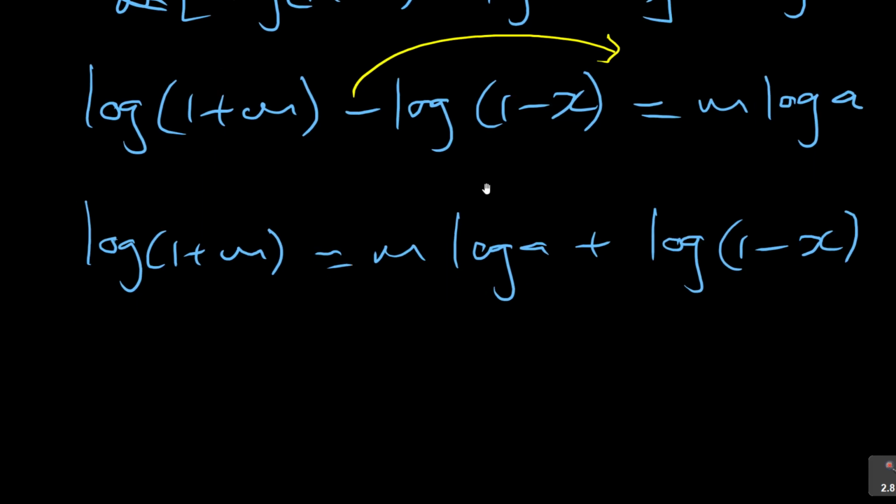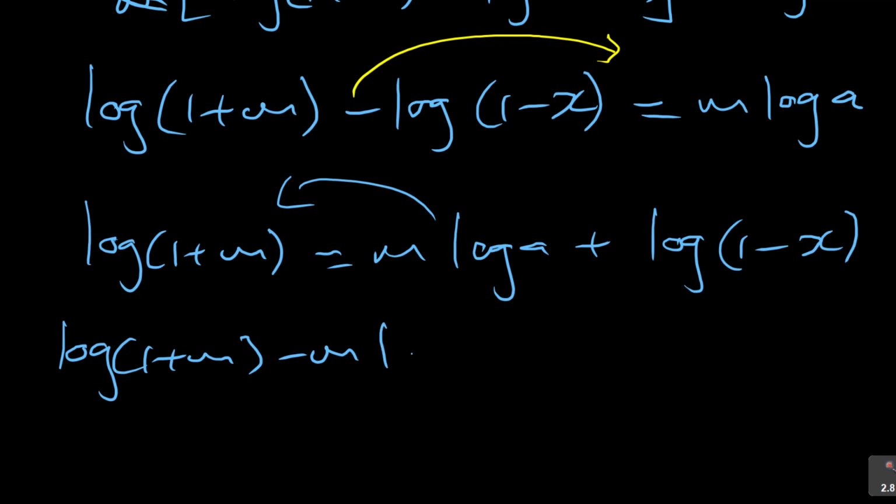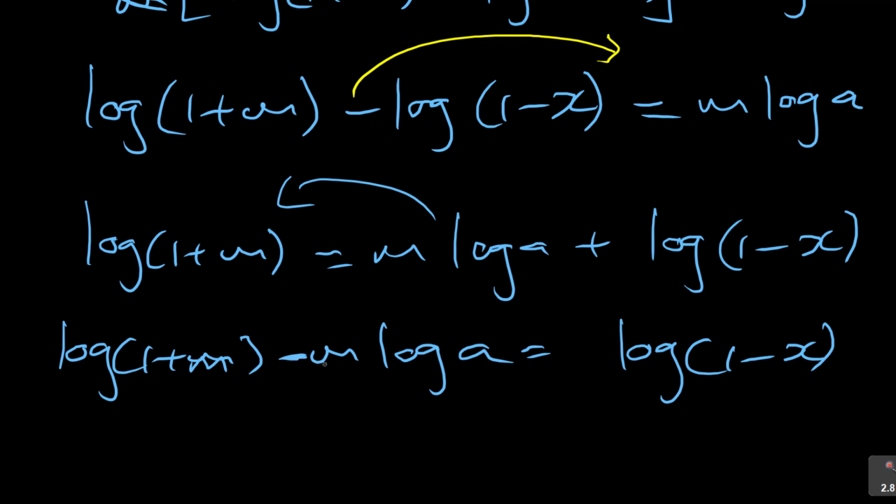The m part, I'm still having m on two areas, but this is 1 plus, you see. It's a bit tricky there for me. So let me take this to the other side. It's log 1 plus m minus m log a is equal to log 1 minus x. From here again, it's a bit tricky here what to do with these two m. Okay, I'm here and I'm here. Let me see what it do.